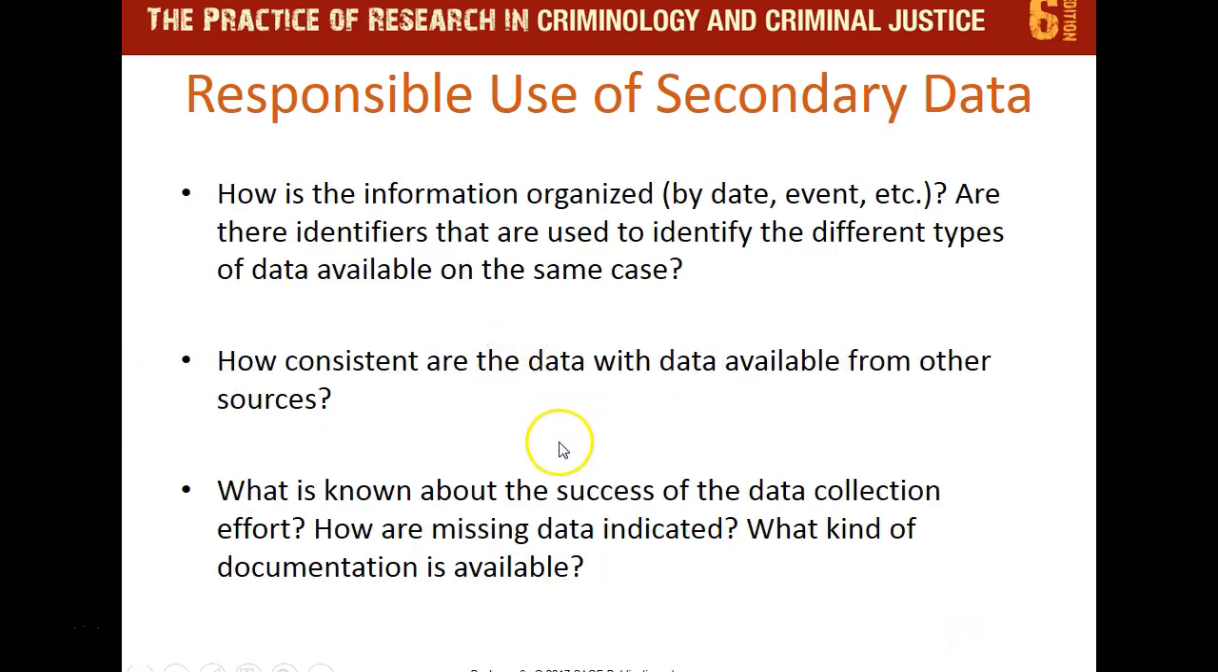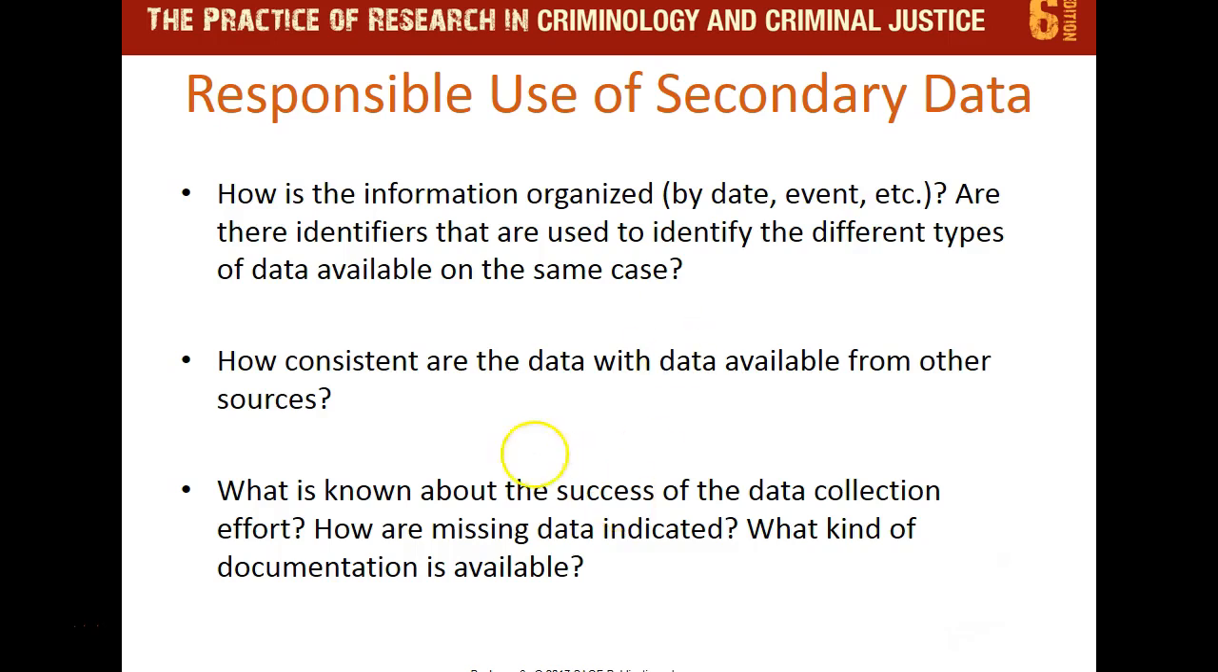How is the information organized? Are there identifiers used to identify the different types of data available on the same case? All of this is going to be listed within the code book and the description of the data set. How consistent are the data with the data available from other sources? If you're picking something from one data set and it's completely different from what you've read in literature, or from other data online, or even data from a court or a jurisdiction, that may be a red flag.